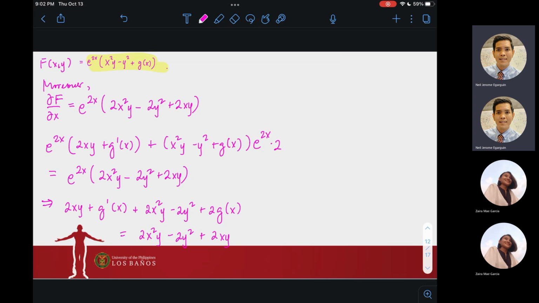Okay? Tapos tingnan natin, hopefully makakancel ito paunti-unti. Okay? So meron akong 2xy dito, 2xy dito. So I can subtract both sides by 2xy. Okay? And then itong 2x squared dito mawawala. Matitira lang ito. And then itong negative 2y squared makakancel by this guy. So therefore, what we have here is that g prime of x ay magiging equal kay 2g of x.